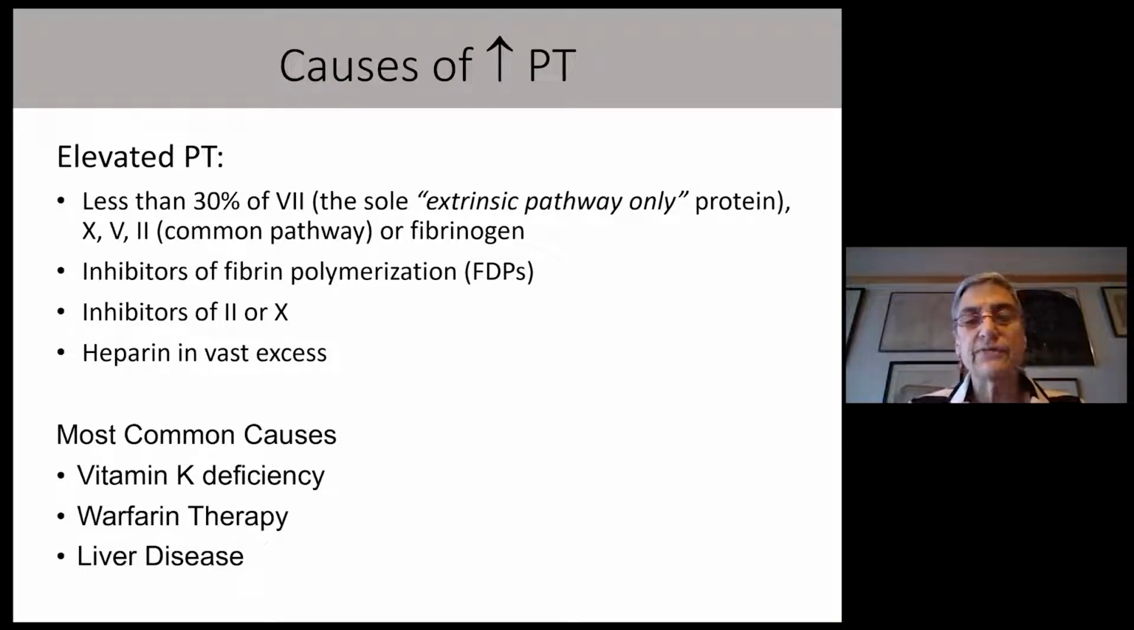If you have inhibitors of fibrin polymerization, as in DIC, where you have a lot of fibrin degradation products, you can elevate the PT. Inhibitors of factor 2 or factor 10 can too. And if you are markedly overtreated with heparin, eventually the PT will also rise in addition to the PTT. The most common causes are naturally occurring vitamin K deficiency, medically induced vitamin K deficiency from warfarin, and liver disease with failure to make the liver-based factors. And the reason it's so sensitive to factor 7 is because factor 7 has the shortest half-life.